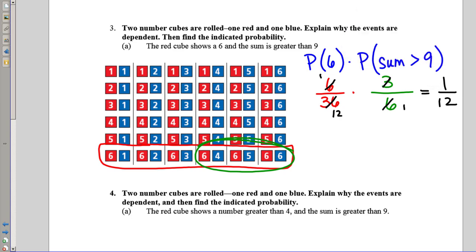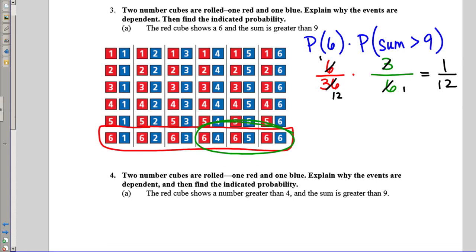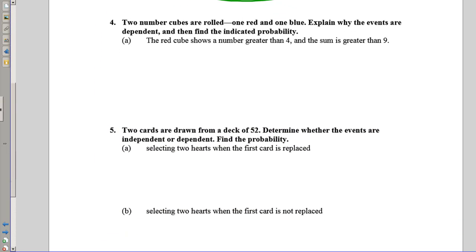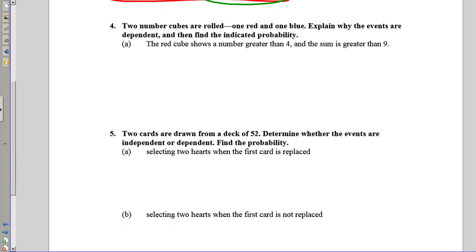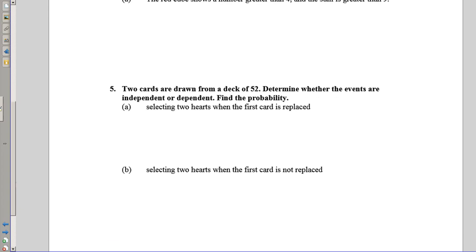Okay, so again, I'm going to ask you to stop the video here, and I'd like you to try number 4, and then you can wait and pause it after I go quickly through some information about a deck of cards, because a lot of people may not be familiar with how a deck of cards works. So just so you know, there's 52 cards.